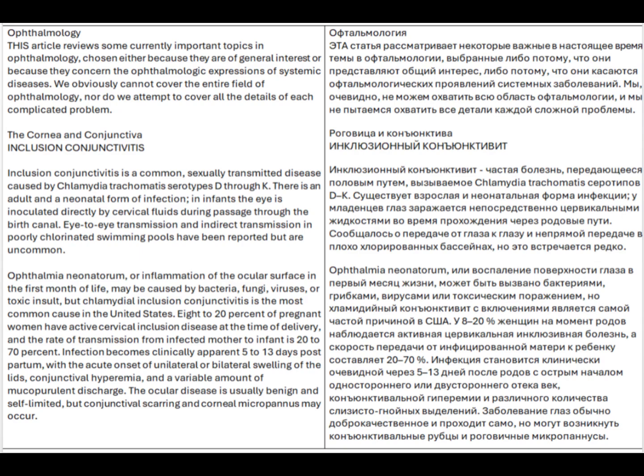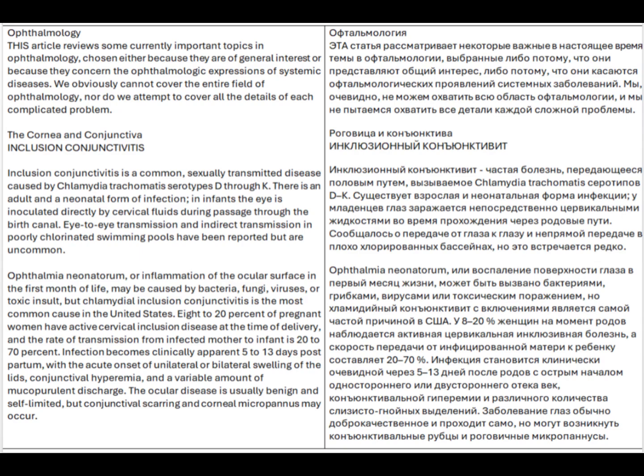Ophthalmia neonatorum, or inflammation of the ocular surface in the first month of life, may be caused by bacteria, fungi, viruses, or toxic insult, but chlamydial inclusion conjunctivitis is the most common cause in the United States. 8 to 20% of pregnant women have active cervical inclusion disease at the time of delivery, and the rate of transmission from infected mother to infant is 20 to 70%.